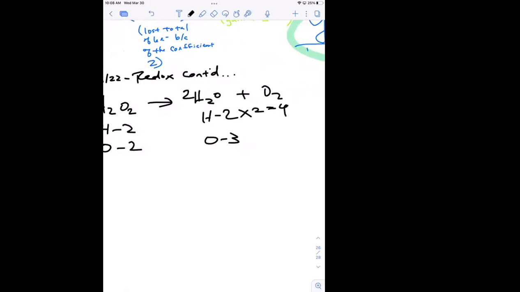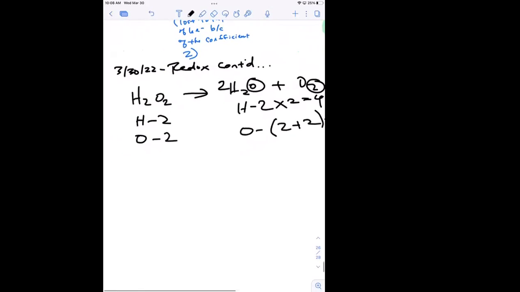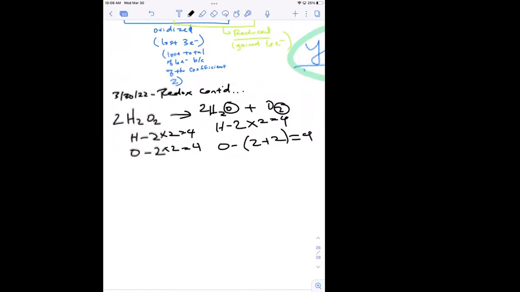That'll be 4. And then this is going to be 2 plus 2, because you've got 2 here, that's going to distribute, and then 2 here. So that's going to be 4 oxygens. And then you want to put a 2 here. Is that right? Yes. Excellent work. So this is times 2. That's 4. And then this is also times 2. That's 4. So now it's balanced.